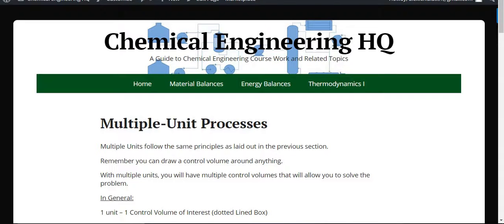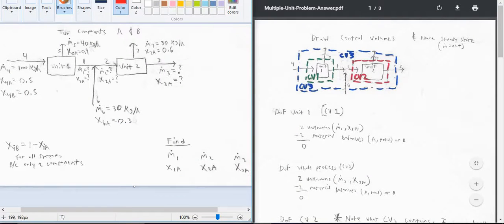Today in chemical engineering, we'll be looking at material balances on multiple unit processes. So the problem is over here. It's already been changed into a flow diagram for us, and there's no additional information other than we need to find all the flow rates and the compositions. There's only two parts, A and B. Those are the two components. So that means we're going to have two material balances for each control volume we can make.